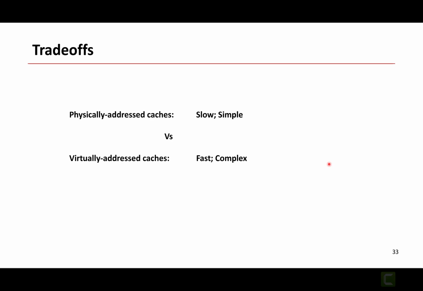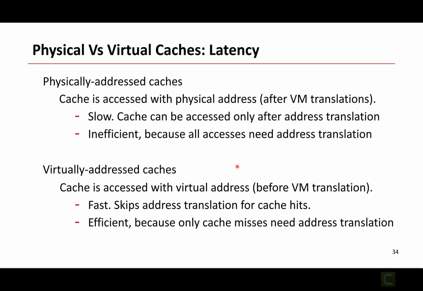Okay, so now let's take a look at the trade-offs. Like we said, physically addressed cache can be slow because you always need to do the address translation and then get to the cache. And virtually indexed cache, on the other hand, can be faster because you can skip address translation for most of the memory accesses as long as it's a cache hit. The other subtle problem, which is a little bit challenging to understand, and we'll consider an example for it, is that physically addressed caches can be a bit simpler to implement for context switches, and it's more complex for virtually addressed caches.